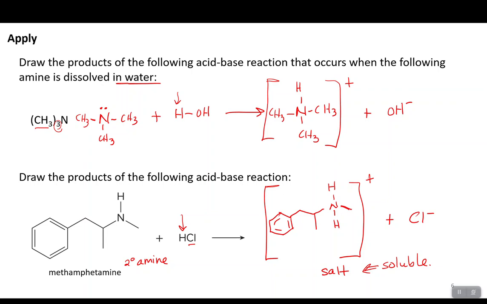Okay. So that is just how acid-base reactions of both carboxylic acids and amines work. A carboxylic acid is an acid, so it will donate its acidic proton. And an amine behaves as a base, so it will accept a proton from either water or a strong acid.